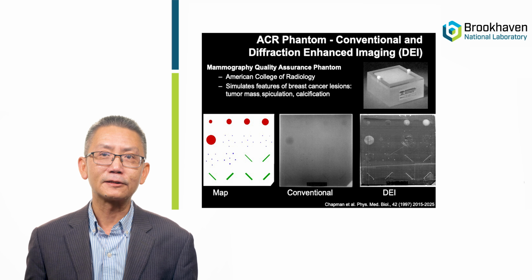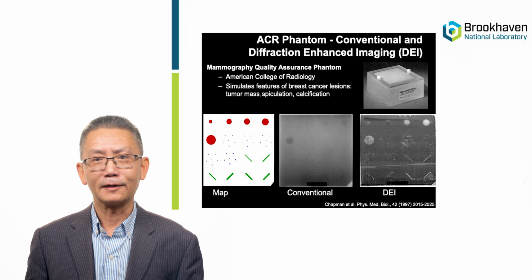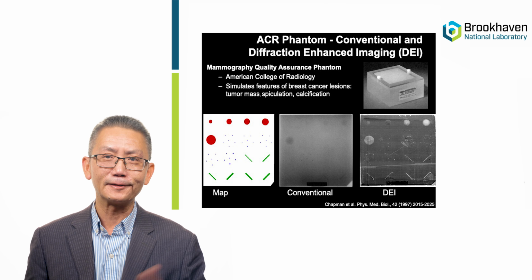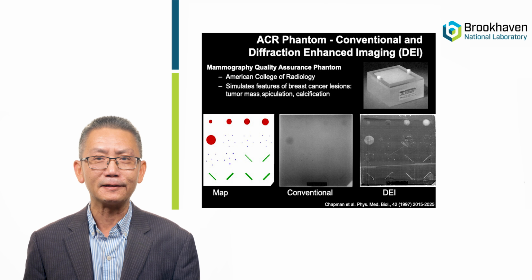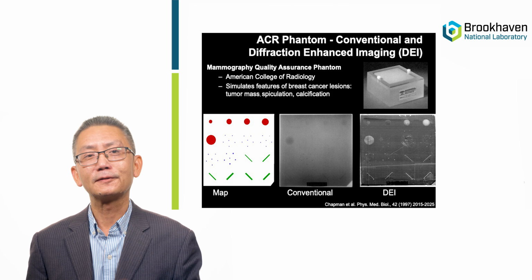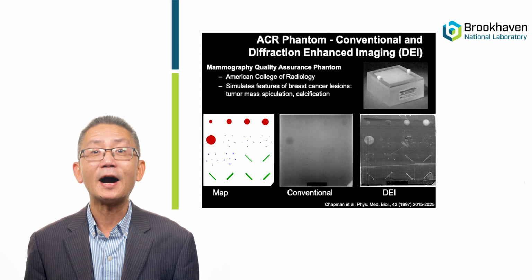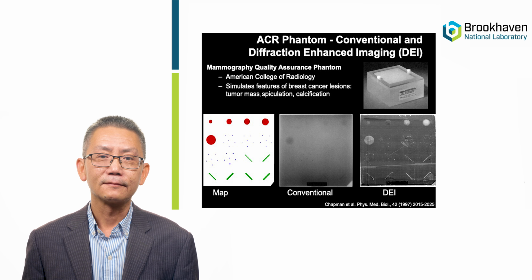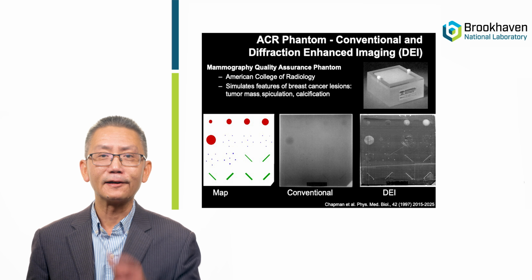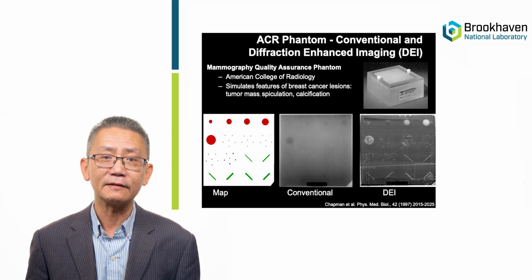So this is called the phantom. It's used as a quality assurance for mammography. In a hospital, you image this before the real patient every day. If you see three of these groups, let's say tumor mass, if you see 3 out of the 5, you pass, basically. In the lower middle image, you see a conventional X-ray of this phantom.